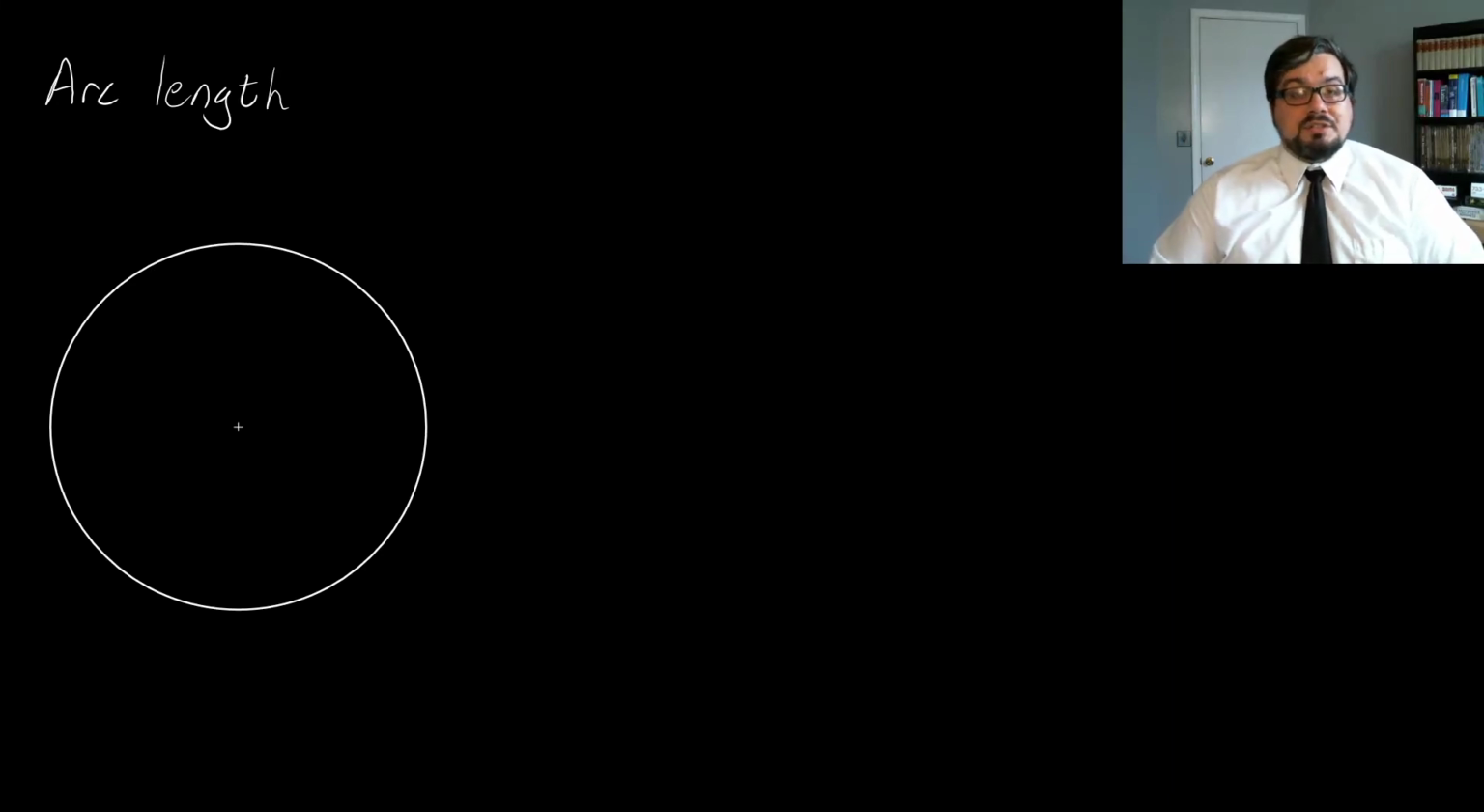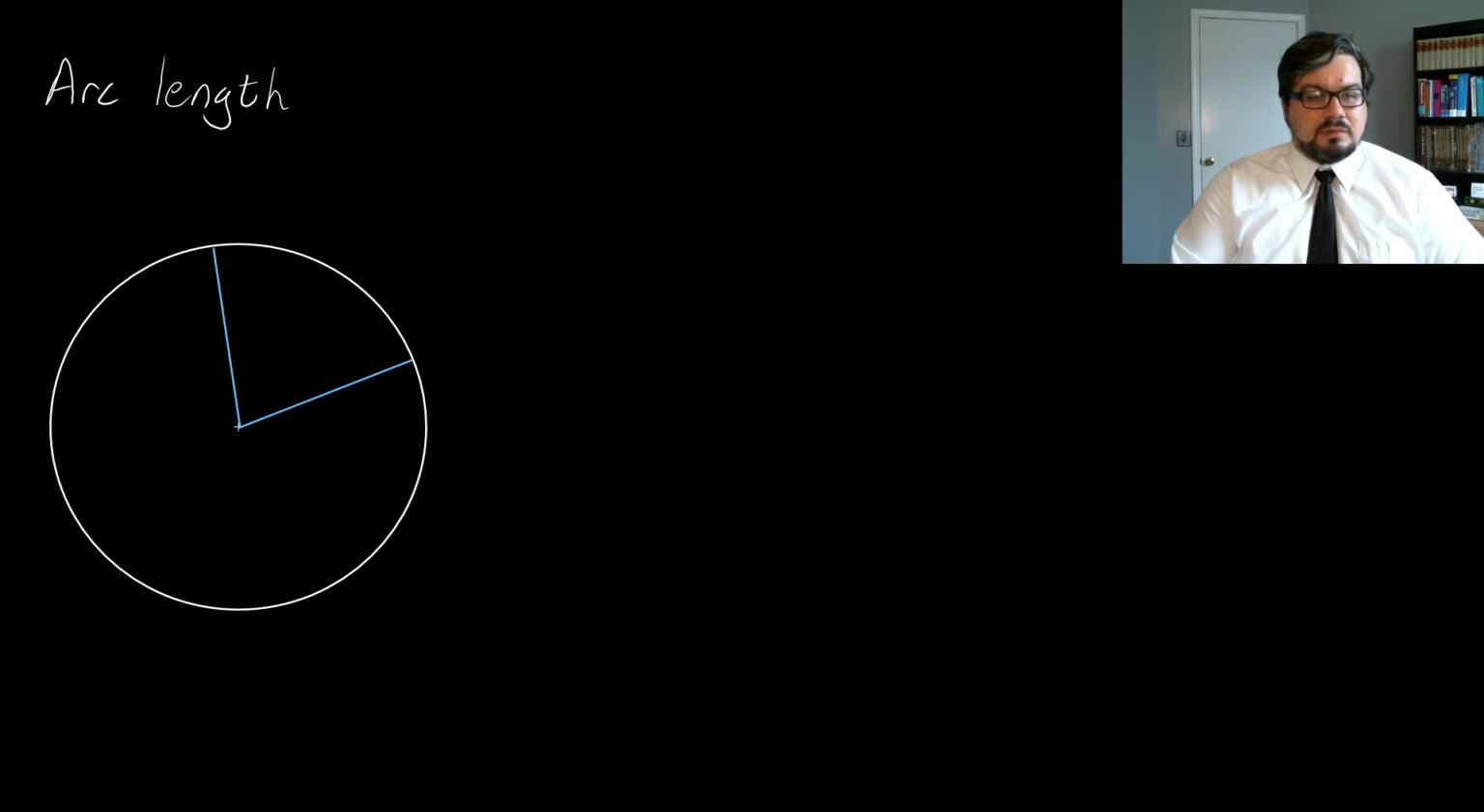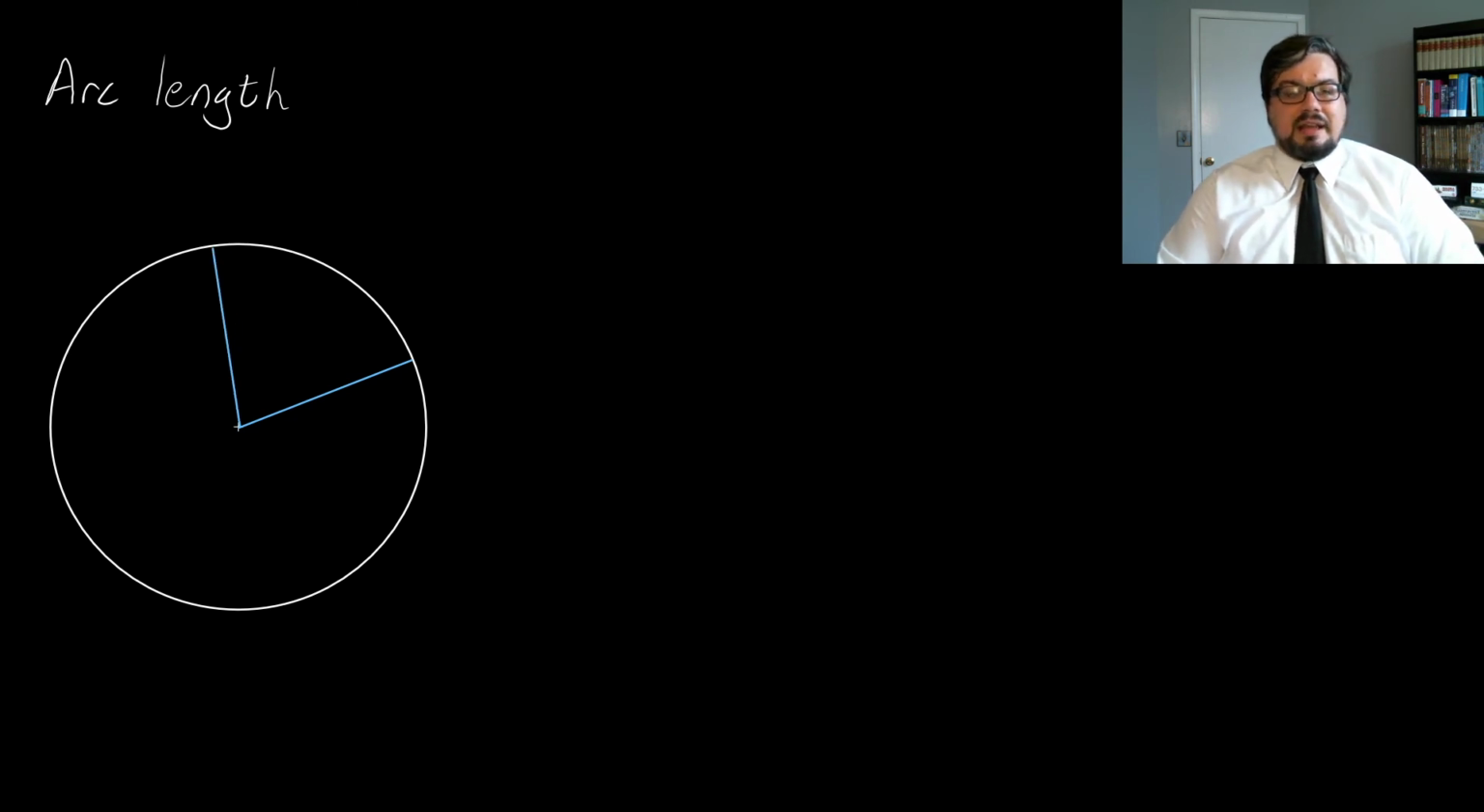One thing we often want to do in trigonometry is work out the relationship between an angle and the length of a path on a circle defined by that angle. For instance, if we've got this circle here, we could look at an angle where the vertex of that angle is at the center of the circle, and we could see where that angle intersects the circle.